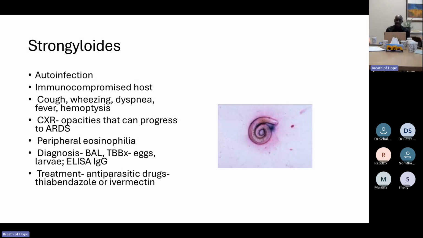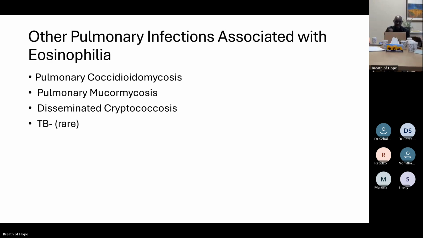Diagnosis is obviously in bronchoalveolar lavage. Transbronchial biopsy is always indicated. We see eggs and larvae. Elevated IgE. Treatment is antiparasitic drugs, or ivermectin. That's the only time it's indicated, not in COVID, guys.